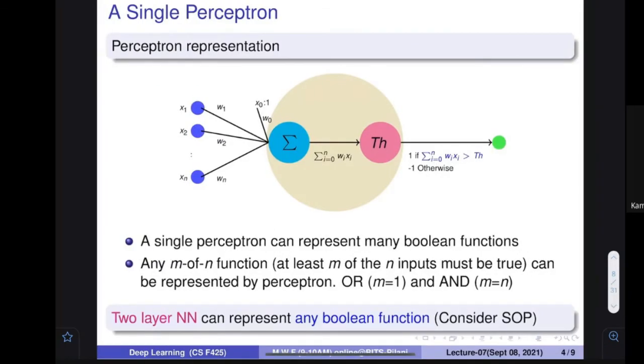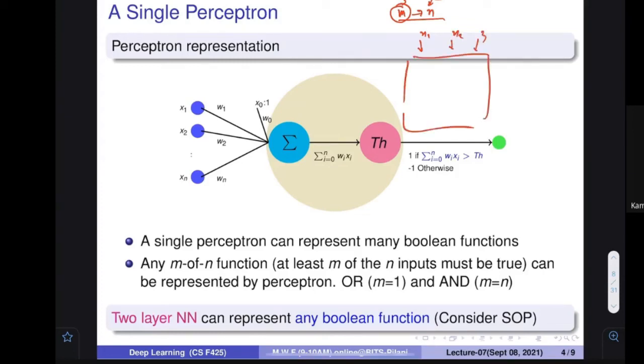In fact, any m-of-n function, meaning that out of the inputs I need at least a certain number of them to be one, can be made like this. Let me tell you what I mean. Let's assume m is equal to 3 and n is equal to 2. 3 inputs are there: x1, x2, x3.